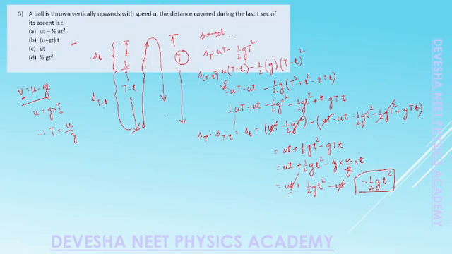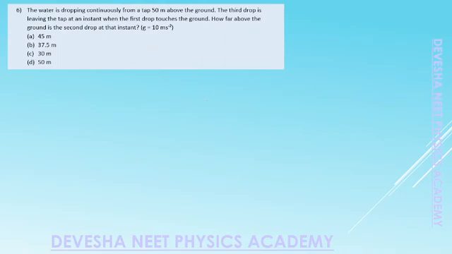Okay. So the answer here will be half g t square. Okay, let's go to the next problem. Water is dropping continuously from a tap 50 meters above the ground. The third drop is leaving the tap at an instant when the first drop touches the ground. How far above the ground is the second drop at that instant?